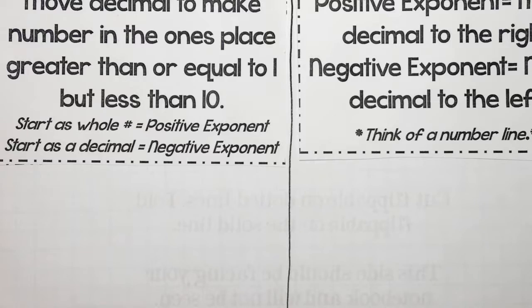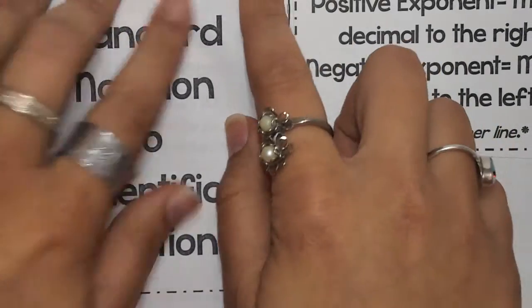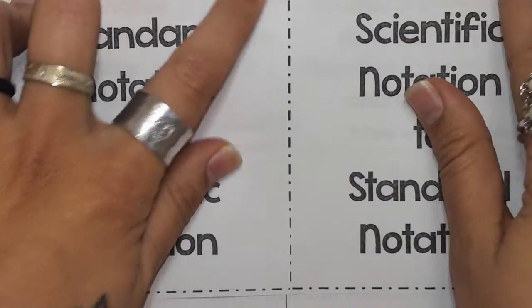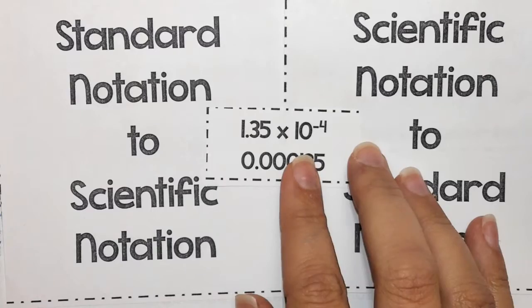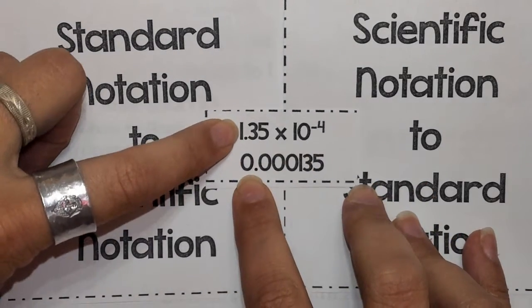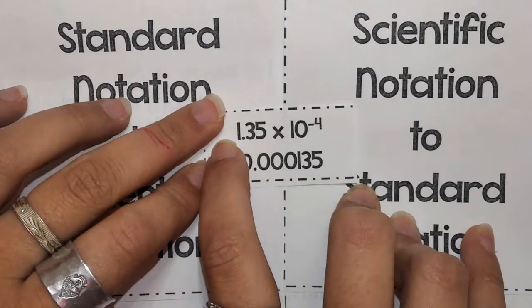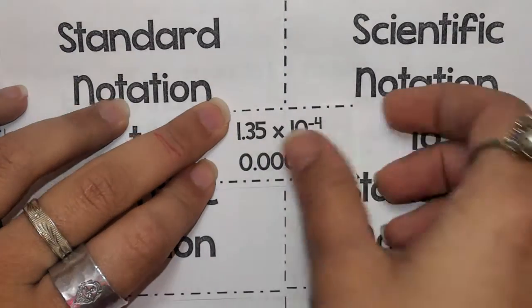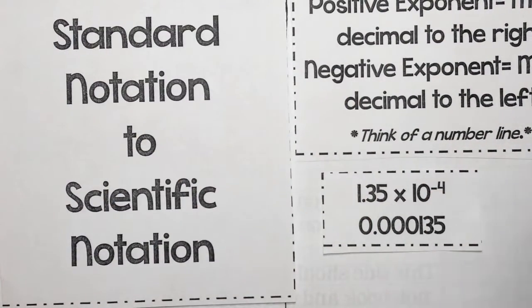All right, so remember what your flappies say. The one on the left says standard to scientific, and the one on the right says scientific to standard. So, which one do you think this one is going to go in? Scientific to standard. So this is in scientific form, right? And then they moved it 4 places where? To the left, because it's negative. So that's going from scientific notation to standard. So let's put it there.